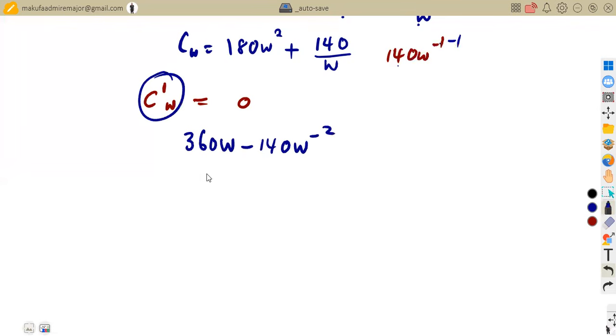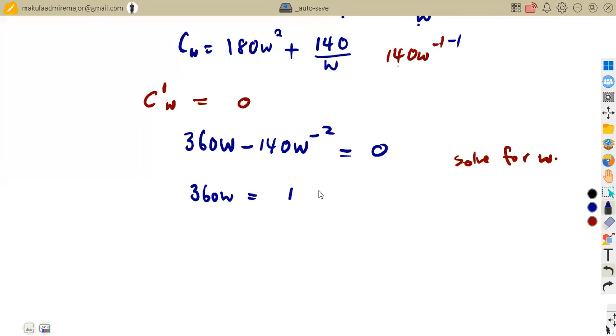So this is the derivative of cost with respect to W, which must be equal to 0 for this cost to be maximum or minimum. In this case, we're told for this to be minimum. So what we need now is to solve for W. Since we are given an equation, we have to solve it. We can rewrite it as 360W equals 140 over W squared, remember, the exponent of -2 is the same as over W squared.